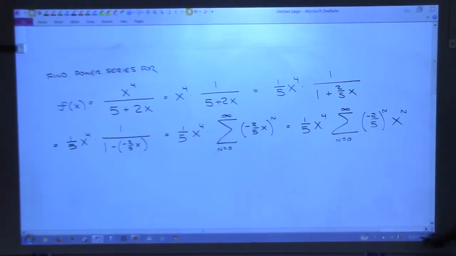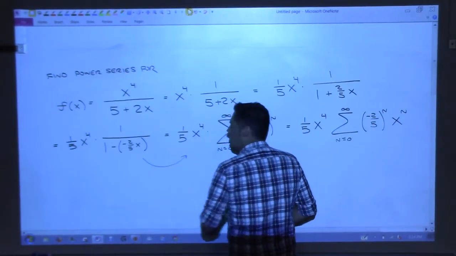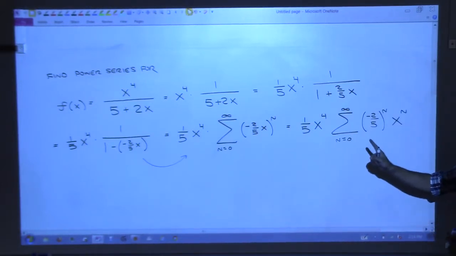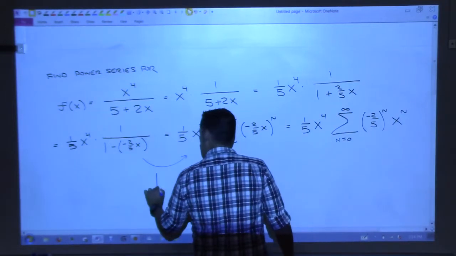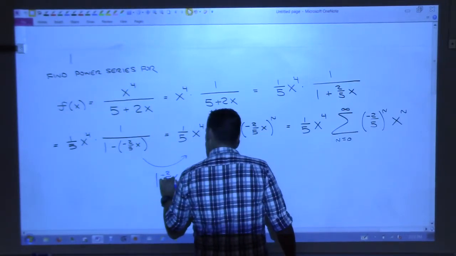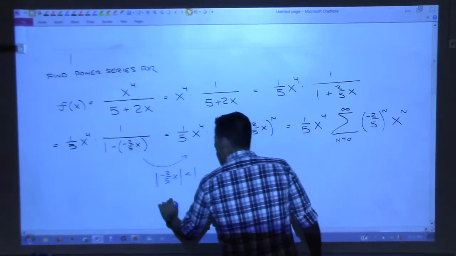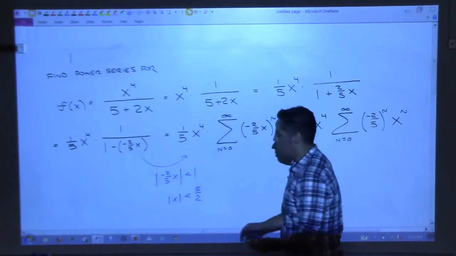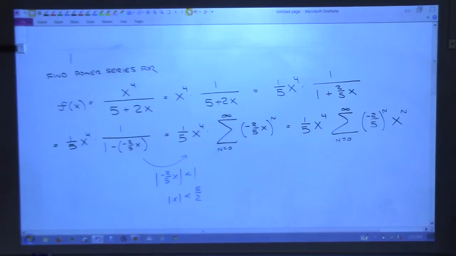Now, we should make sure we understand that this from here to here is only true when? I can only convert that over if you guarantee me what? The absolute value of negative 2/5 x must be less than 1, which at the end of the day becomes absolute value of x less than 5/2. So I can trust that you can split that up and then multiply both sides, okay?